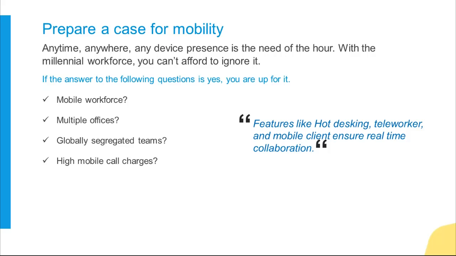You have people, your sales team roaming around, hardly sitting in the office, and you have multiple offices also. Teams are also segregated, which like to collaborate regularly, share information regularly. You need to assess the requirement of mobility when you are putting up a new business phone system in place, because that is an important feature. Otherwise you would be spending a lot of money on other areas to take care of mobility. Features like hot desking, teleworker, and mobile client are very much required for real-time collaboration, right?